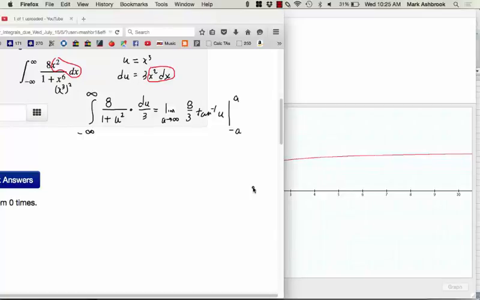Are we good so far? Anybody have a question? Okay, so basically we have the limit as a goes to infinity of 8/3 tangent inverse of a minus 8/3 tangent inverse of minus a.